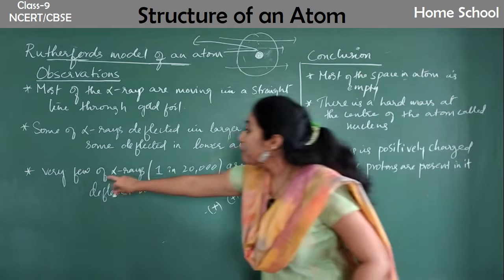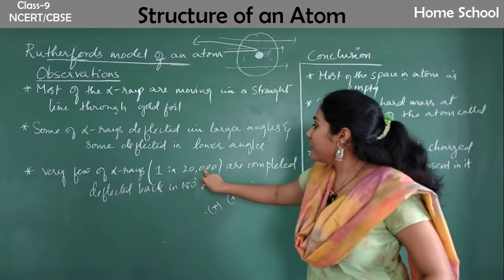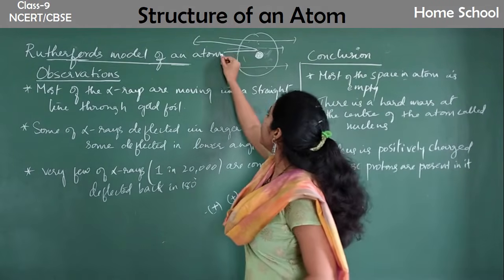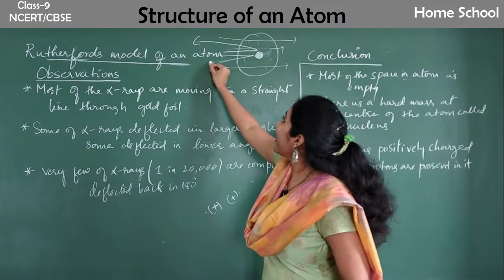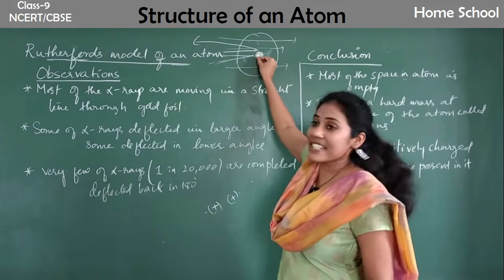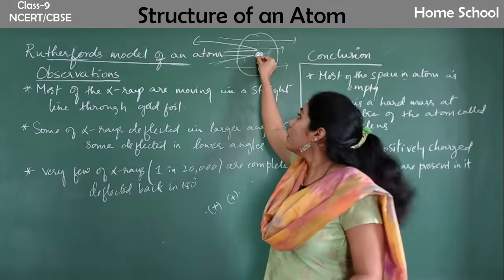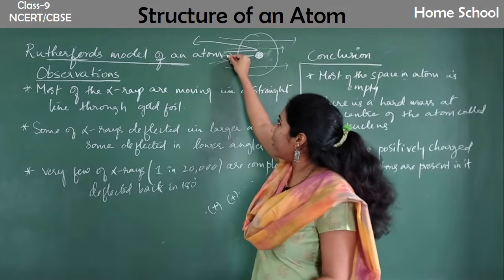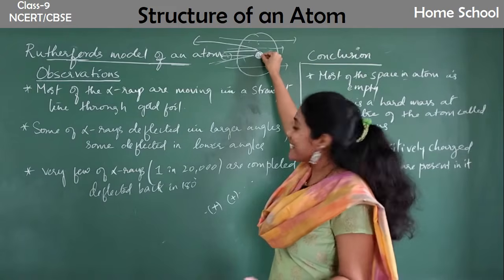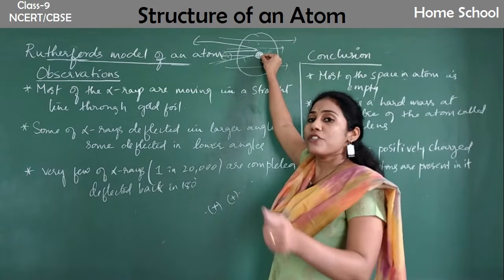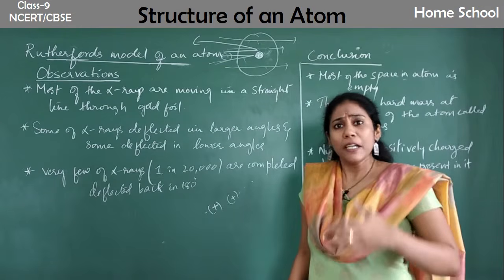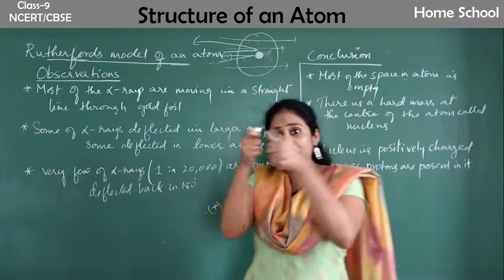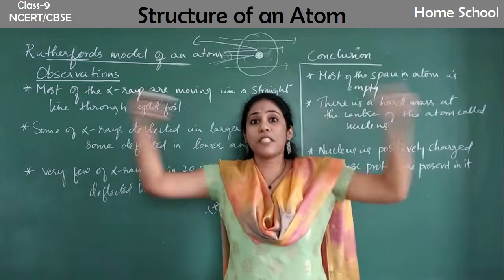But you see, very few alpha rays, 1 in 20,000, are completely going back. You can observe the picture there also. Completely going back means it is hitting the positively charged nucleus straight on. One positively charged alpha ray is hitting the positively charged nucleus straight away, so it is bounced back. Clear, everybody? Because they are both positive and have hit straight on, what happens? Bounce back.